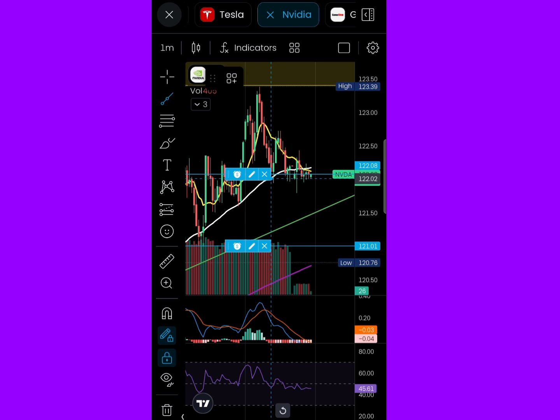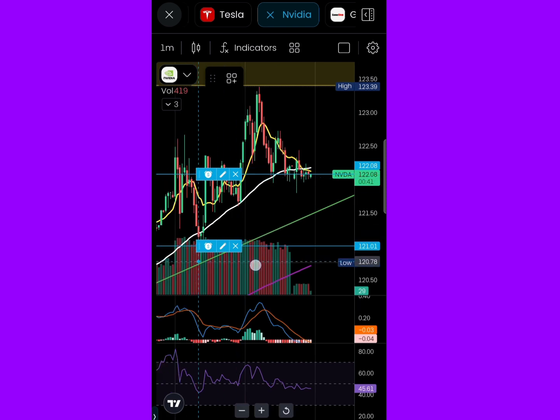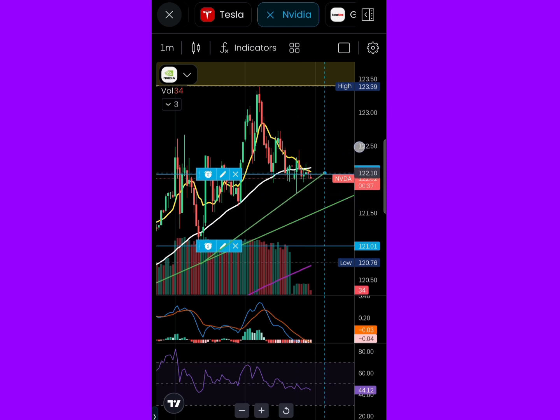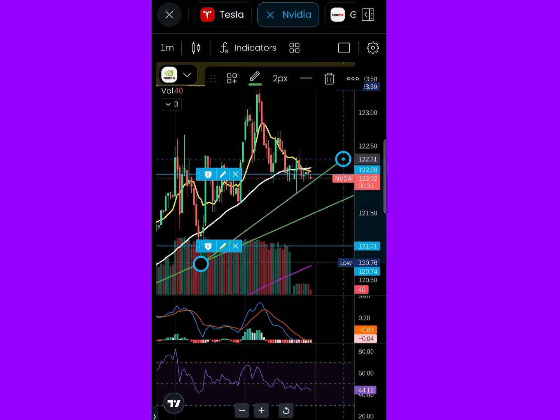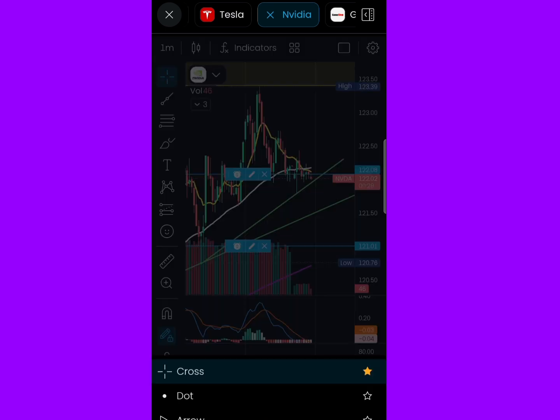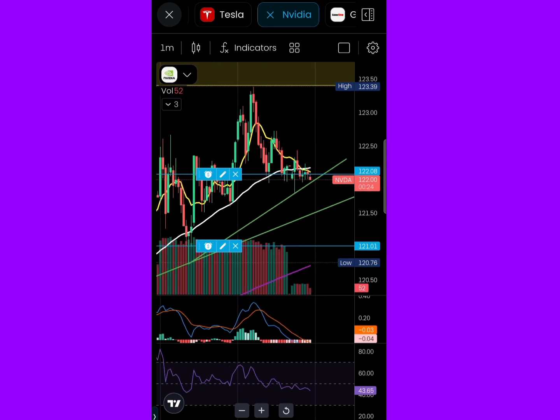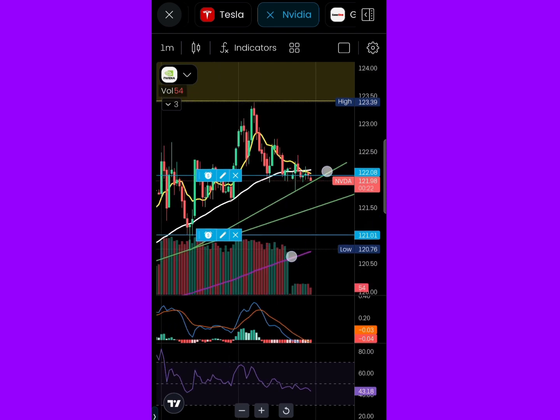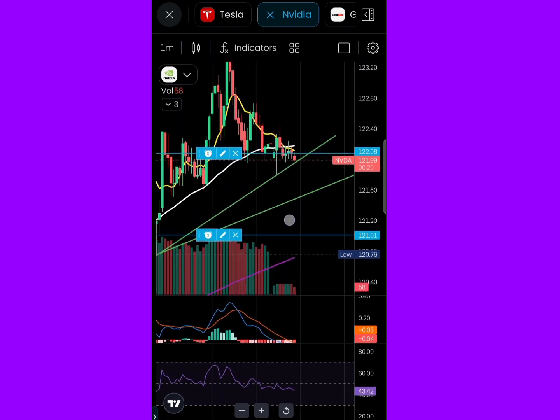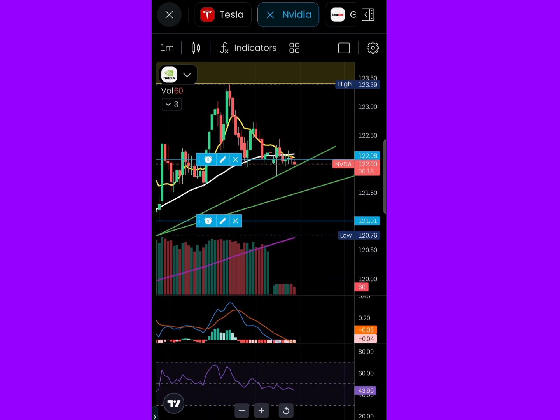If I draw another micro trend line from this point, let's see if that holds. And if that doesn't hold, it will drop down to the lower line. Yeah. No.